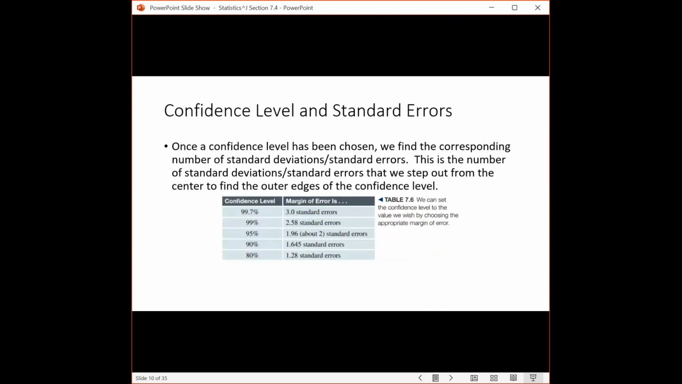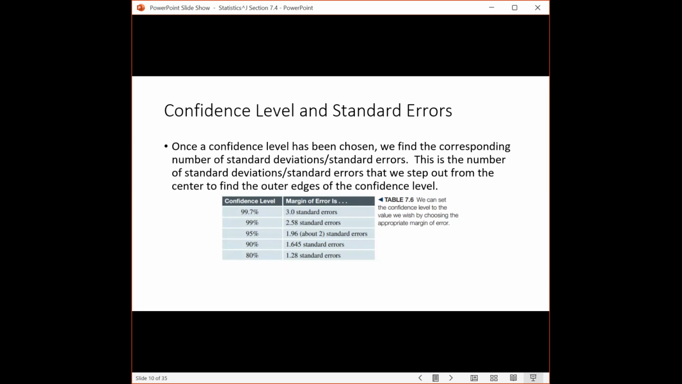All right, so once a confidence level has been chosen, we find the corresponding number of standard deviations or standard errors. I'm going to use both throughout, standard deviations and standard errors. Why am I using both? Because it's all a matter of perspective.